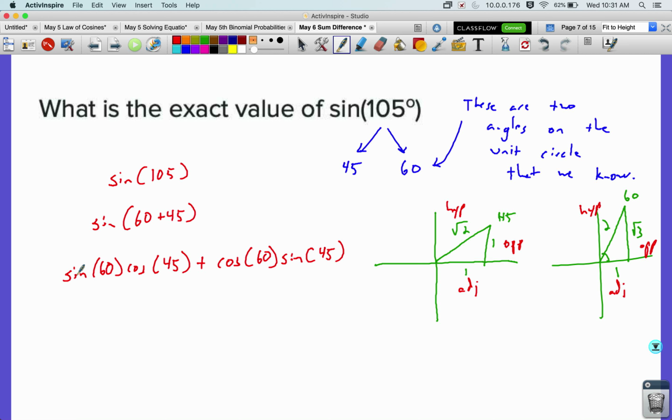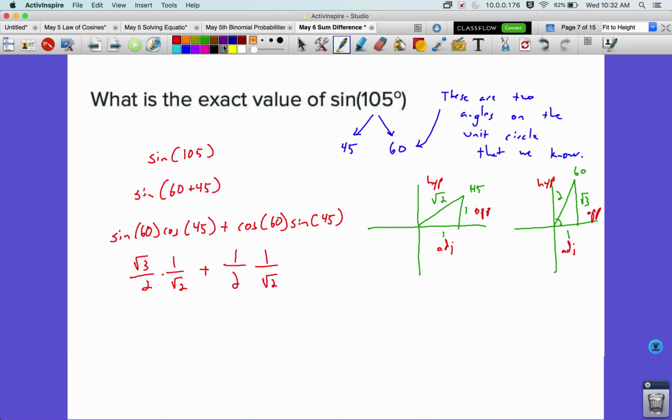All right, sine of 60. So sine of 60, look here, opposite over hypotenuse, square root of 3 over 2. Cosine 45, adjacent over hypotenuse, 1 over the square root of 2. Plus cosine of 60, 1/2. That's a good one to just double check in your calculator. Since it's not irrational, you just do cosine 60, you get 0.5, which means that you drew your pictures all right. And then sine of 45 is 1 over square root of 2. All right, so that's our answer.